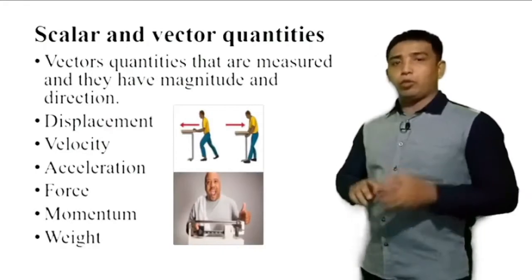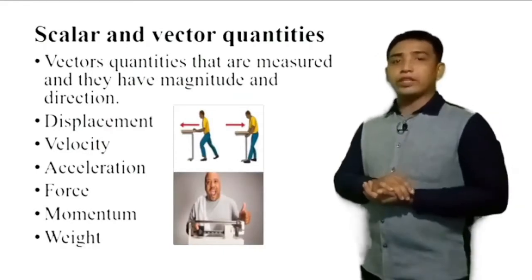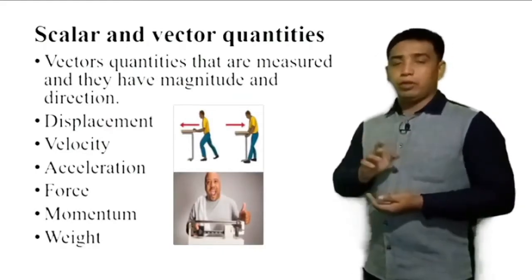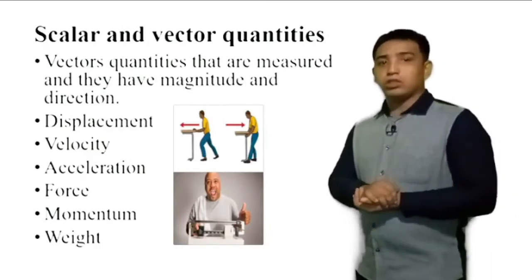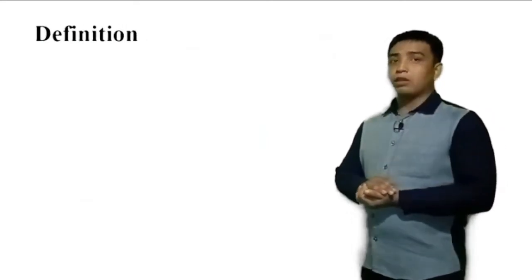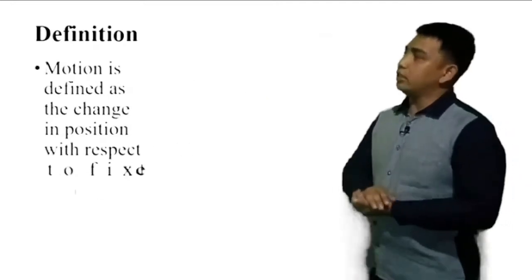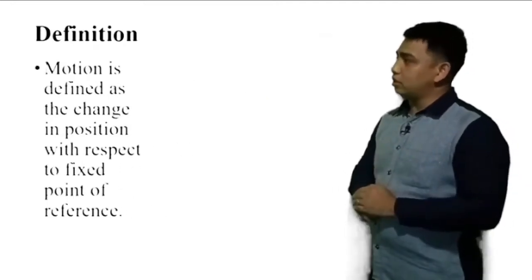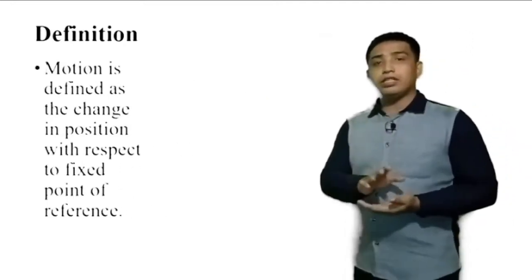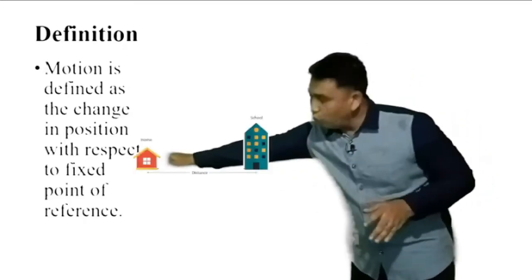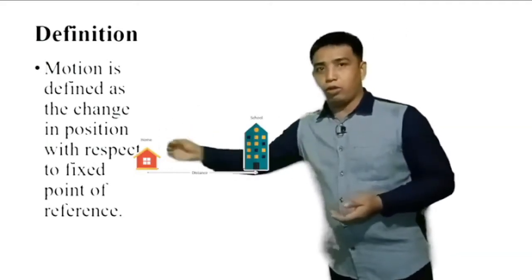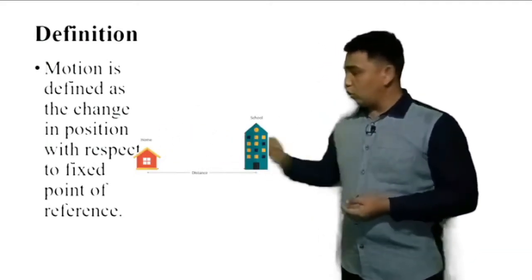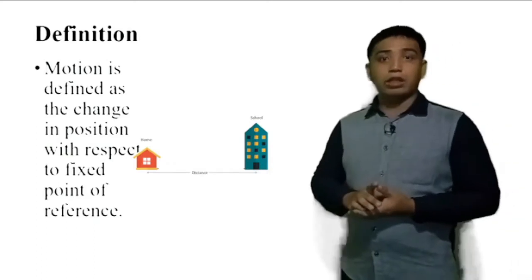In regard to this, I want you to complete the table of vector and scalar quantities. I'm doing this for you to understand and explore other things that we measure in physics. Moving on to the basic definition of motion: motion is the change in position with respect to a certain reference frame. Let's say, for example, you are traveling from your house going to your school. Your house will be your reference frame. And once you go to your school, there is now a change in position.